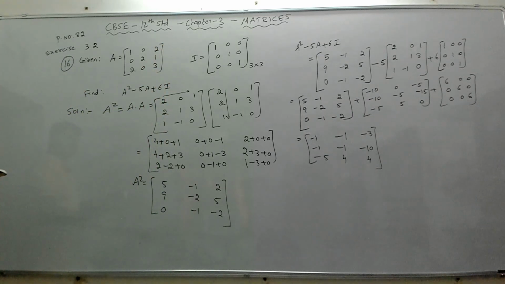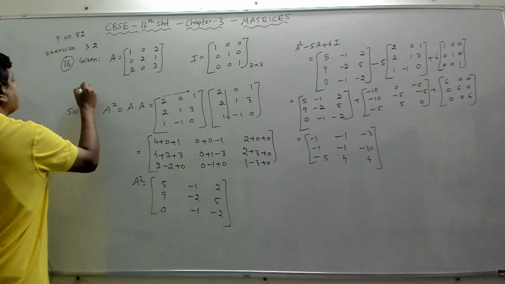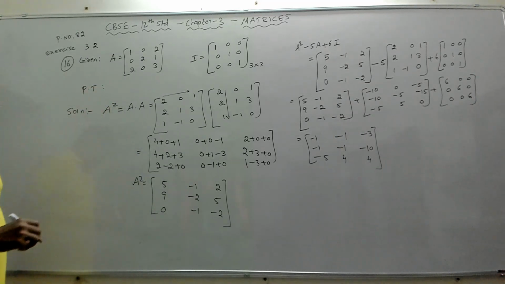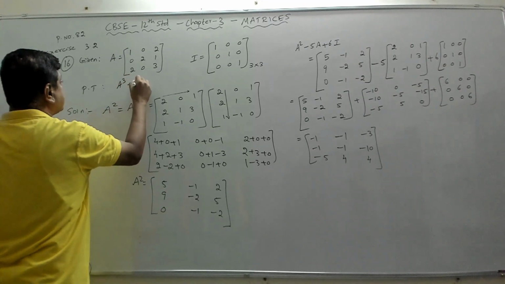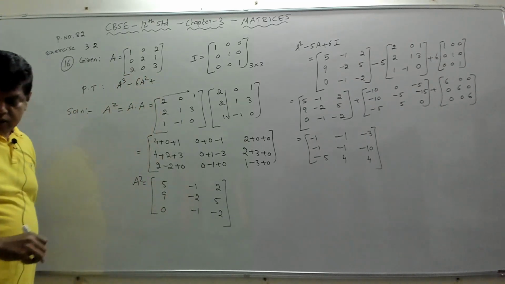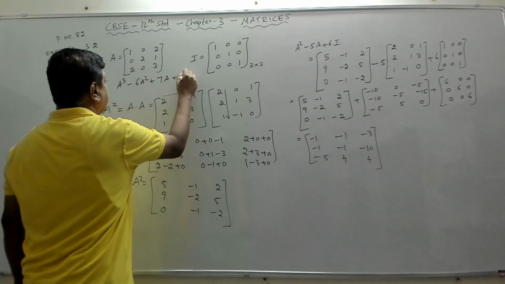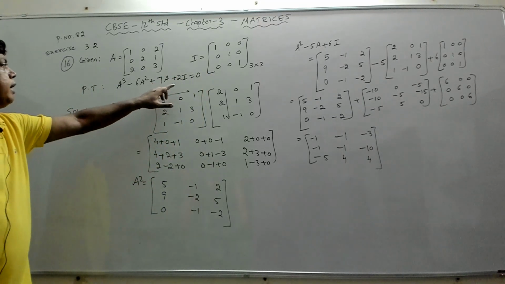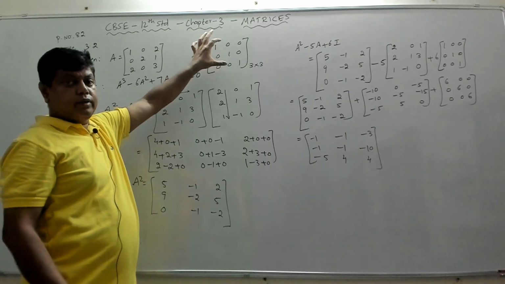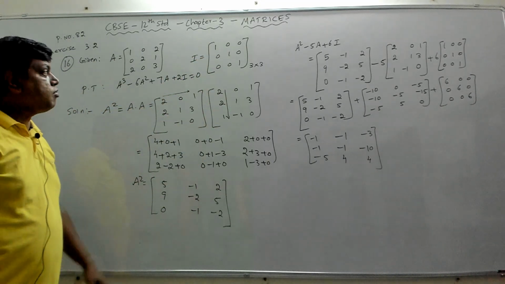We have to prove that A cube minus 6A square plus 7A plus 2I equal to 0. And show this, and to prove this. And where your I is, that's why I did not erase this. The I is the identity matrix of order 3. So this is your I.